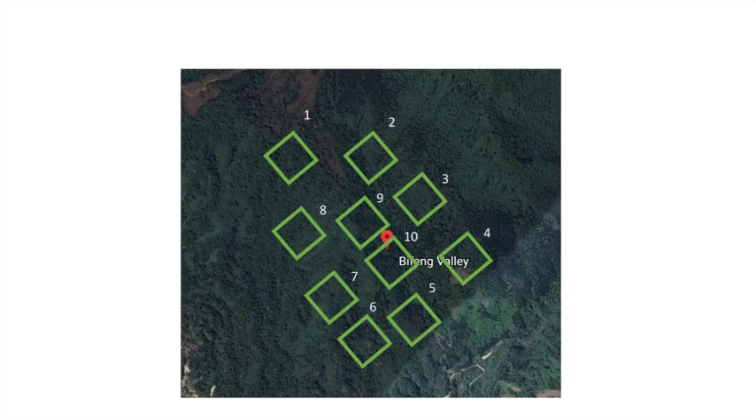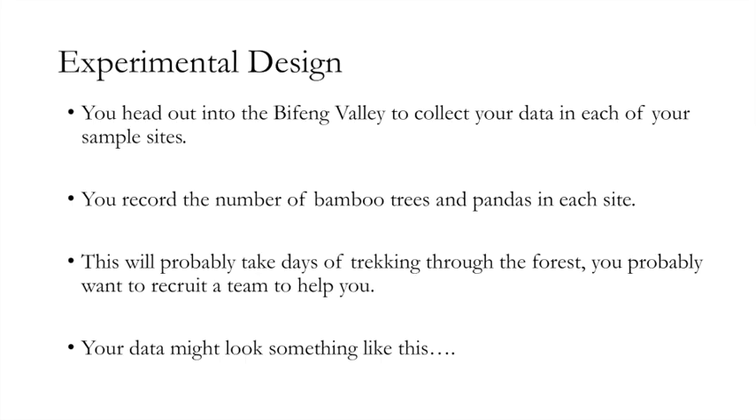Okay, so we've got our 10 sample sites. What's going to happen? Well, play it through. We're probably going to go to the Baifeng Valley and collect our data. You're going to record the number of bamboo trees and pandas in each of the sampling sites. So we've got 10 sampling sites. And this will probably take days of trekking through the forest, probably weeks, if not months. So you're probably going to want to recruit some help. You'll have a research team and all the rest of it.